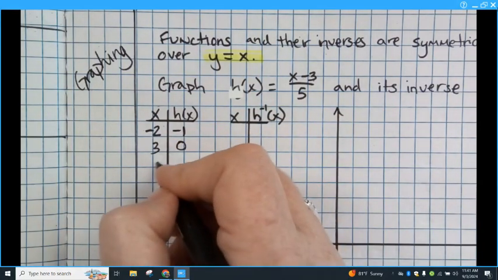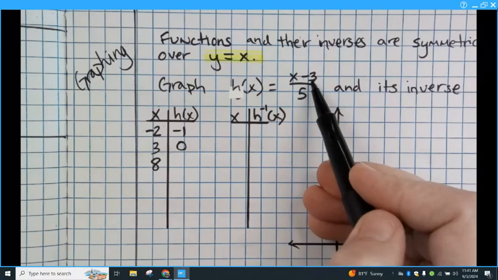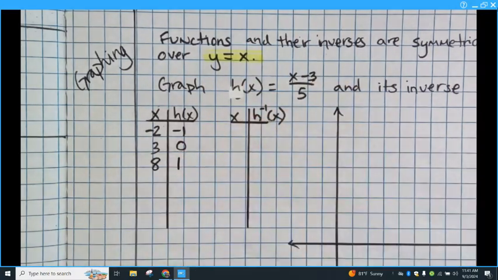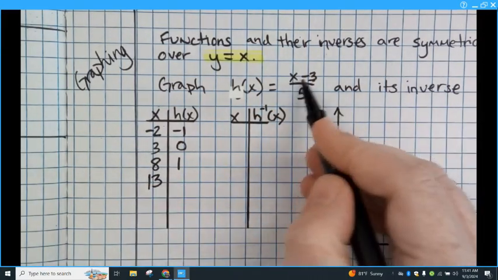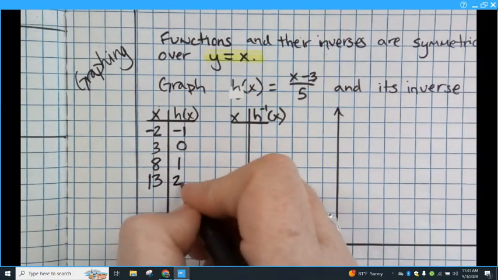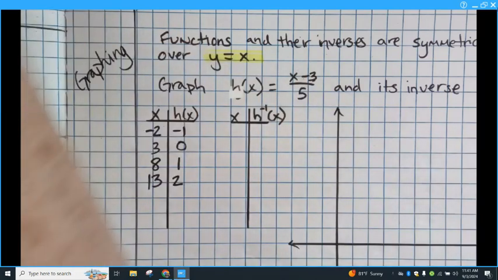I'm going to plug in 8. 8 minus 3 is 5. 5 divided by 5 is 1. And I'm going to plug in 13. 13 minus 3 is 10. 10 divided by 5 is 2. So I'm going to go ahead and graph those. I'm going to use blue for this one.